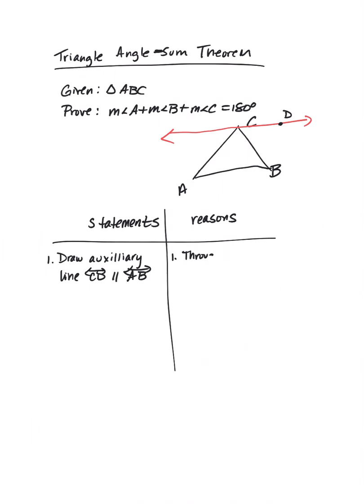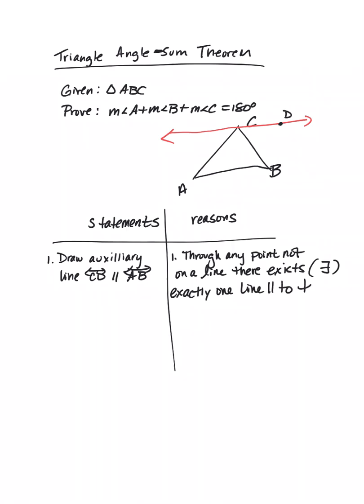Through any point not on a line, there exists, feel free to use the backwards E, that stands for there exists, exactly one line parallel to the given line.